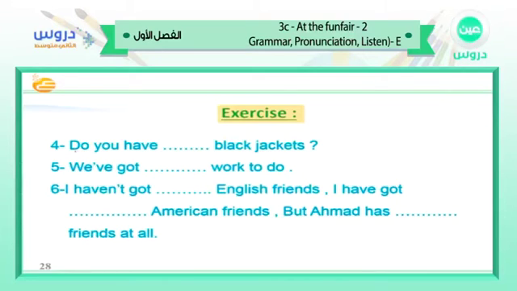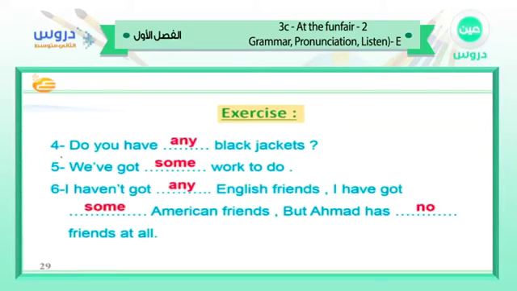Let's do numbers 4, 5, and 6. Do you have blank jackets? We've got blank work to do. I haven't got blank English friends. I have got blank American friends. But Ahmed has blank friends at all. So, what do you think? Let's see the answers.